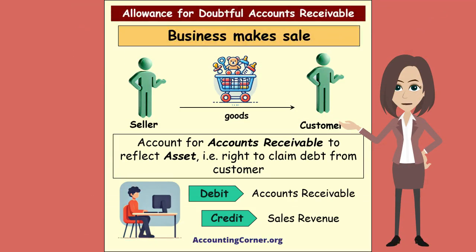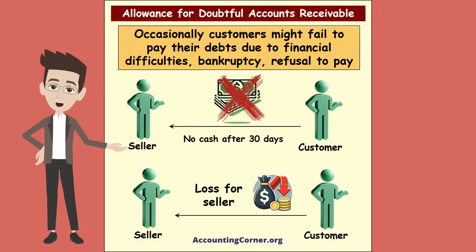When a sale is made on credit, the business records the receivable as an asset on the balance sheet. This is done by debiting accounts receivable and crediting sales revenue to reflect the right of the seller to collect the debt. Sometimes, customers are unable to pay their debts due to financial difficulties such as bankruptcy or simply refusing to pay. This results in a loss for the seller, as no cash is received, even though goods were delivered or services were provided.